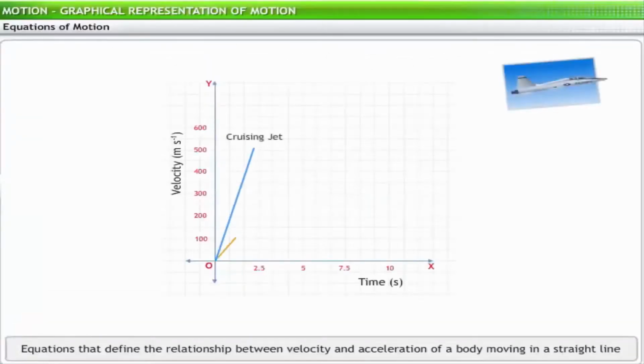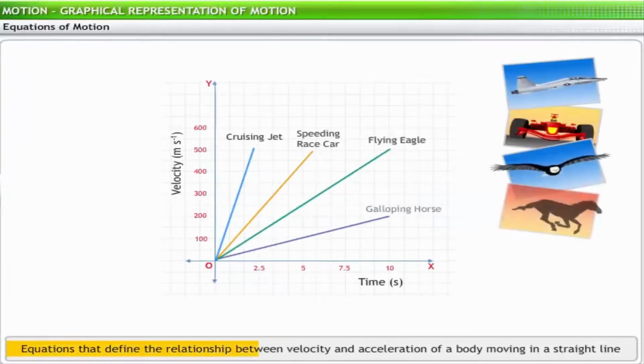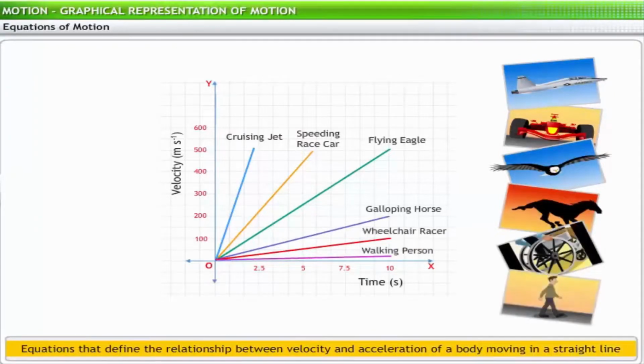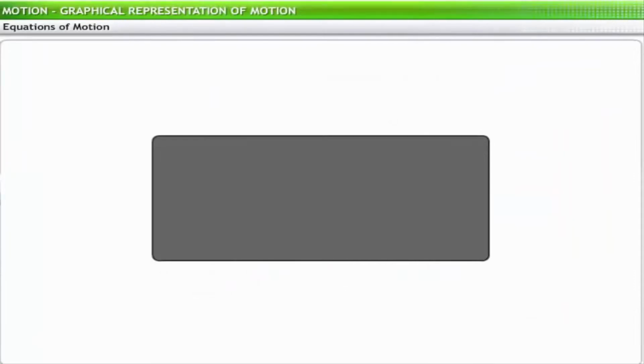Analyzing a velocity time graph enables you to derive the equations that define the relationship between velocity and acceleration of a body moving in a straight line. These equations are collectively referred to as equations of motion. There are three equations of motion. V is equal to U plus AT. S is equal to UT plus half AT square. 2AS is equal to V square minus U square.